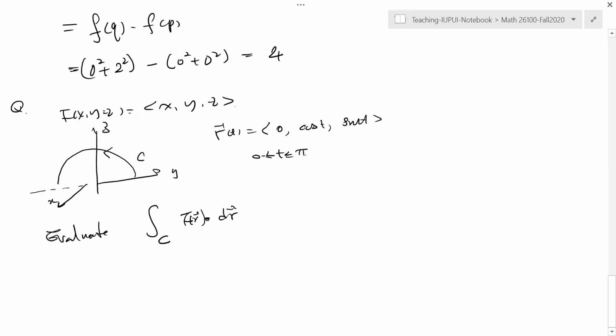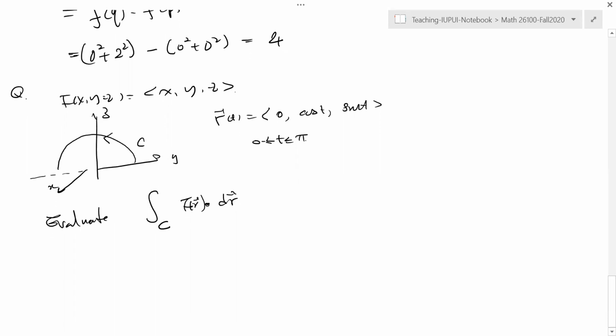So how do you evaluate this? Well, if you can do that directly, no problem. You can do this directly and you get the value. But if we can recognize this capital F is a gradient of some function, then you can solve the problem quickly. So this is the point (0, 1, 0) and this is the point (0, negative 1, 0). That's my P and that's my Q.